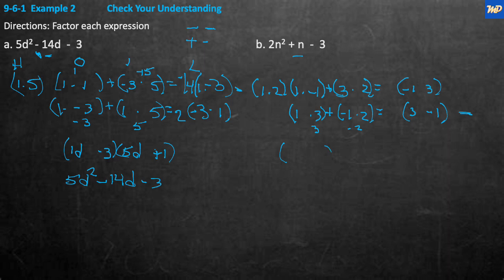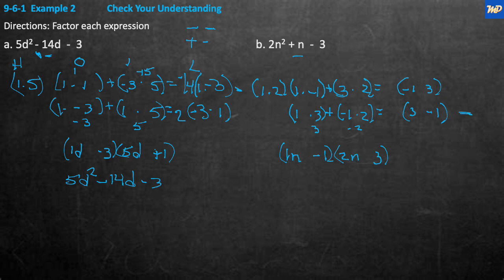Take the parens and bring them down. The 1 goes in the front. The 3 goes way over here in the 3. The negative 1 goes right here, and the positive 2 goes in the front right there. These are n's, so it's 1n and 2n's.